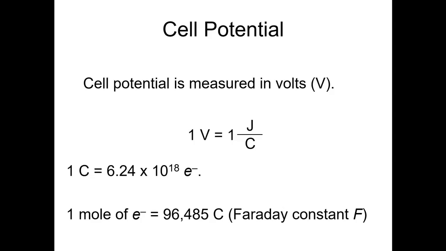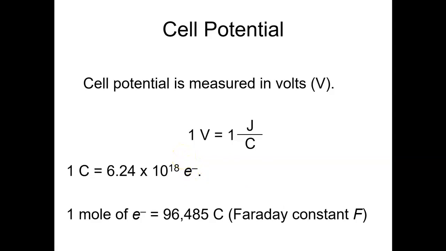And the volt is defined as 1 volt is 1 joule per coulomb. The joule, as we know, is the SI unit of energy. The coulomb is the SI unit of charge. And none of these numbers are things that you need to memorize because they're all in the formula sheet.